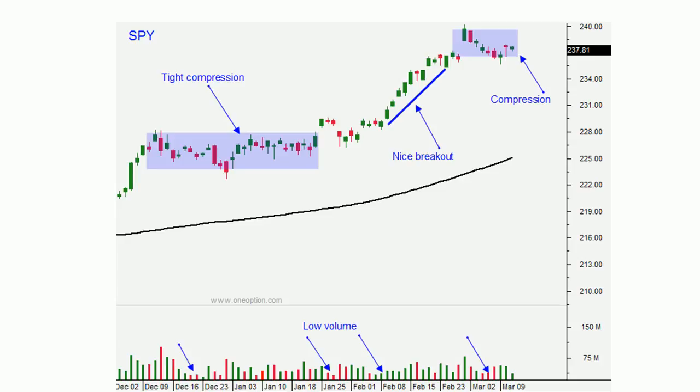Everything we do starts with the market. And my members will hear me constantly say, market first, market first, market first. So volume is very, very important.